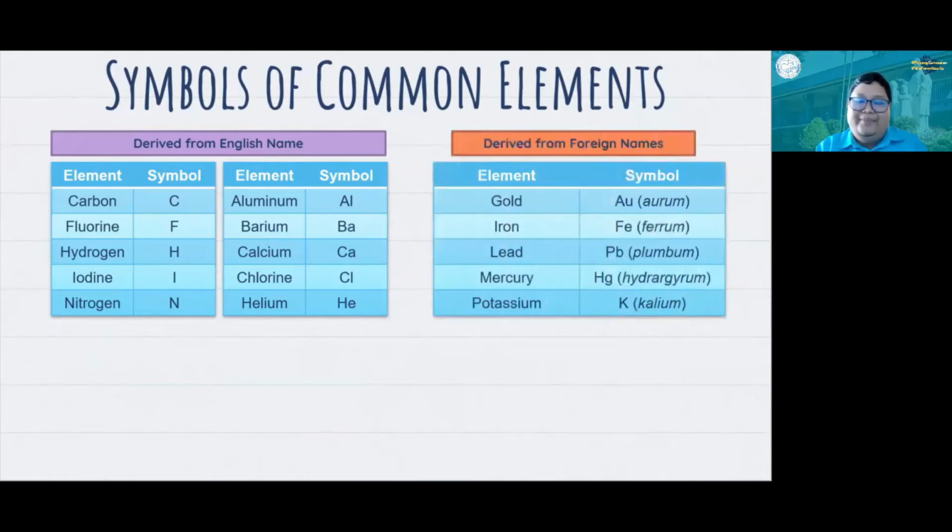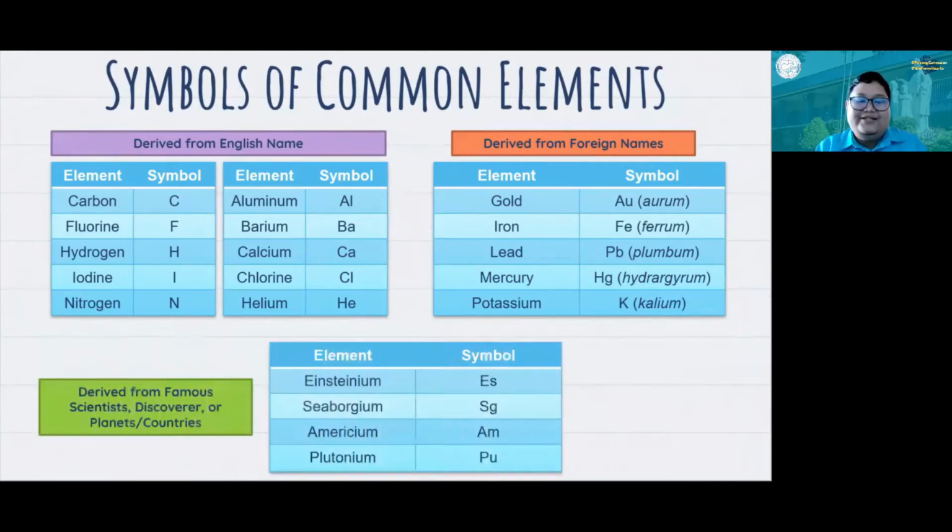There are also other elements that are derived from foreign names, in some cases from their Latin names. So we have here gold. The element symbol of gold is Au, which means aurum. Iron, Fe, which is ferrum. Lead, Pb, or plumbum. Mercury, Hg, or hydrargyrum. And potassium, K, kalium. So, as you can see, it is not similar to other elements which are derived from their English names. They are derived from foreign names or other names.